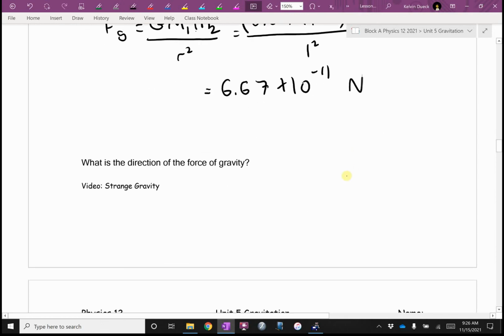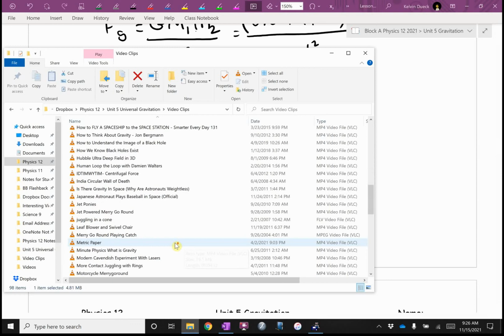What direction is the force of gravity? Generally, we would say towards the center of the object, although, see if you can figure out what's going on here.